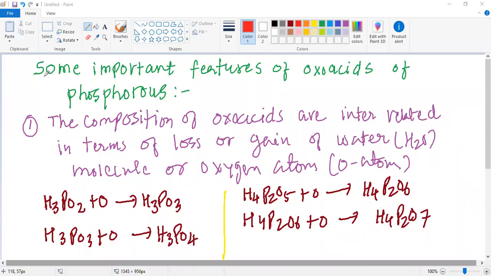Hello, dear students. Today in this lecture, let us study some of the important features of oxoacids of phosphorus. The first feature that we need to study is that the compositions of oxoacids are interrelated in terms of loss or gain of water molecule or oxygen atom. For example, H3PO2 plus O gives us H3PO3, H3PO3 plus O gives us H3PO4, H4P2O5 plus O gives H4P2O6, H4P2O6 plus O gives H4P2O7.